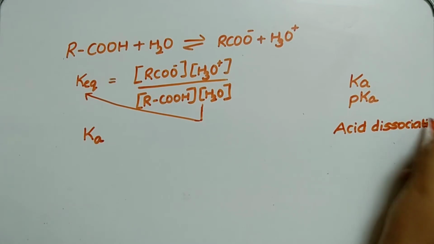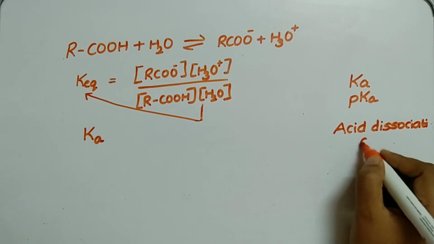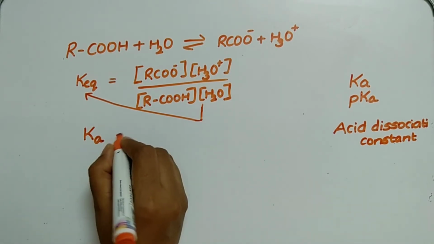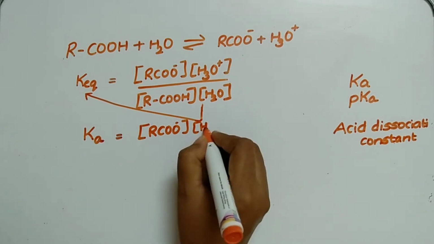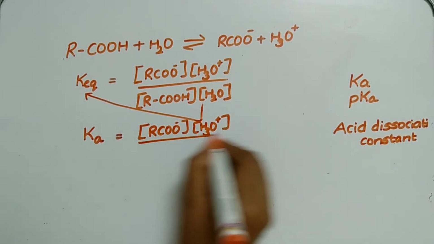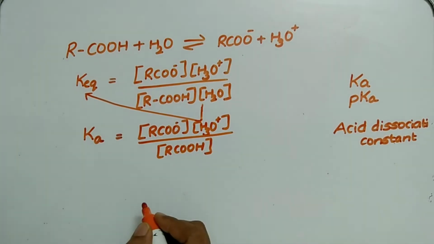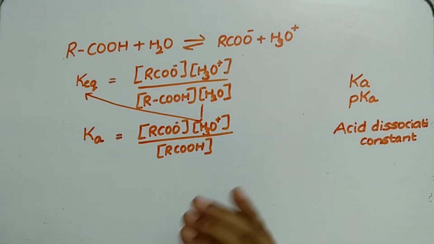Taking water to the left hand side, we are just substituting the K equilibrium as Ka, that is the acid dissociation constant, correct? So Ka is equal to RCOO minus H3O plus ions upon RCOOH, correct? Now acid means what? H plus ion concentration will be higher, right? Or H3O plus concentration, if this ion concentration is greater, it means it is acidic in nature.